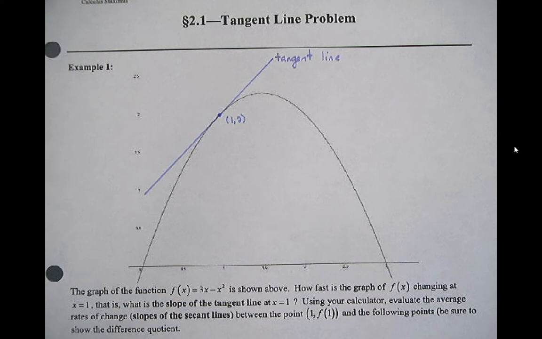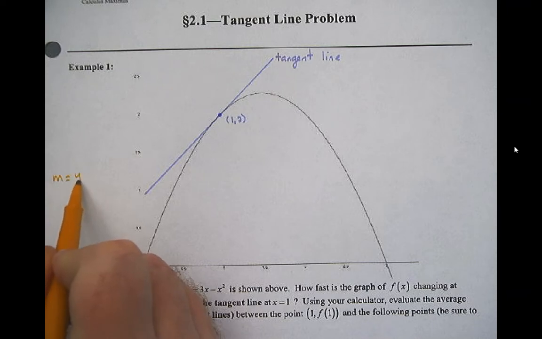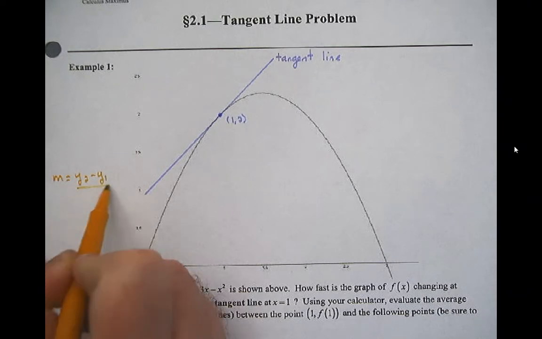Okay, well, let's go back to Algebra 1. We've done slope for a long time. How do we figure out what the slope is? Oh, crap. What's that formula for slope again? Slope is equal to y2 minus y1 over x2 minus x1.